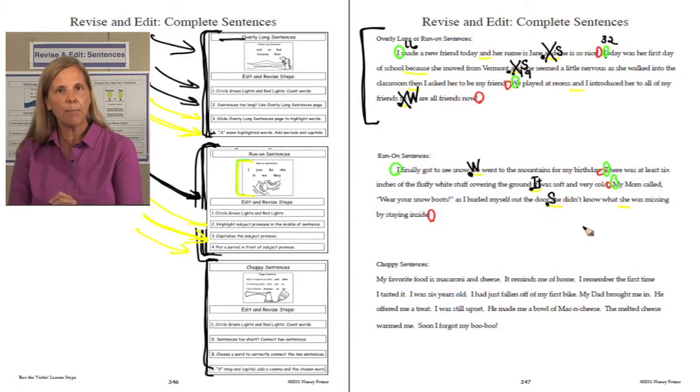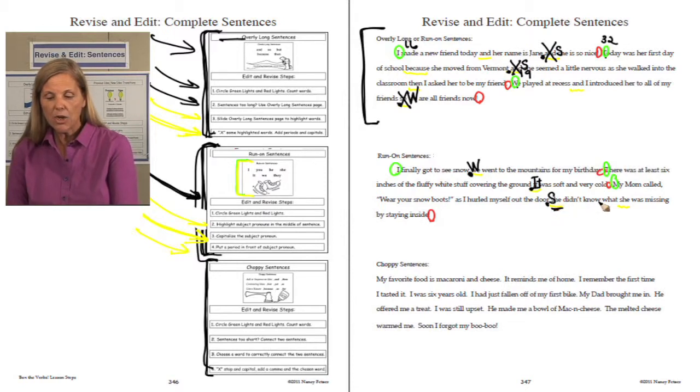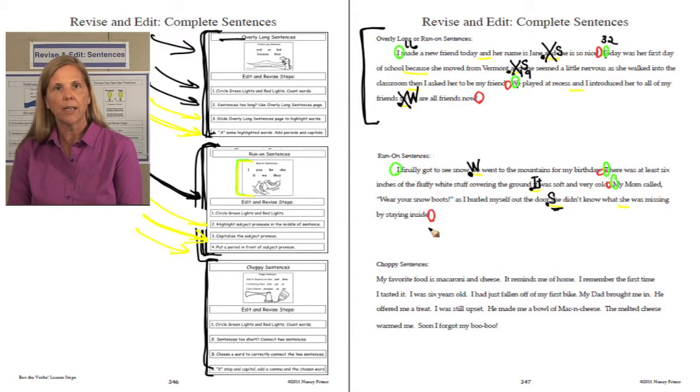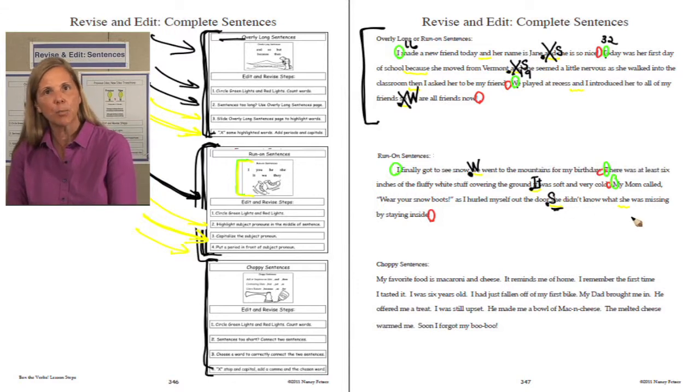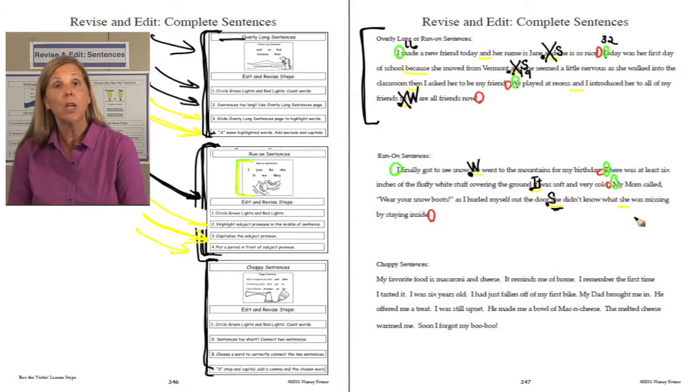Now watch what happens. I have the word she here. She didn't know what she was missing by staying inside. Uh-oh. Let's see if I need to capitalize this next she. She didn't know what. That doesn't make sense. That's why we're reading it before we get to the next pronoun. Sometimes the pronoun in the middle needs to stay there. She didn't know what she was missing by staying inside. So what do I have here?